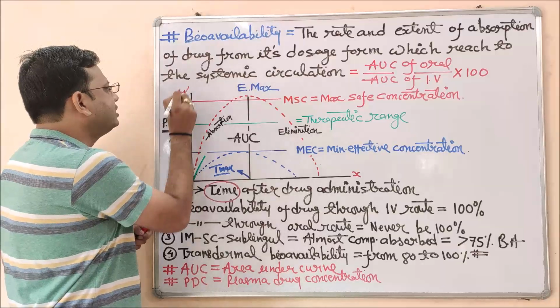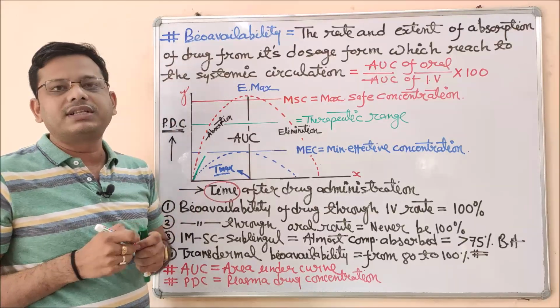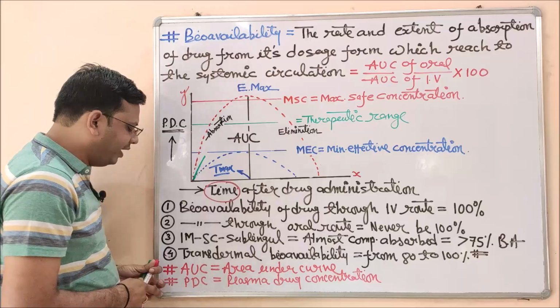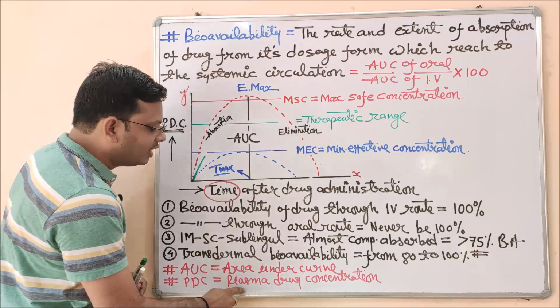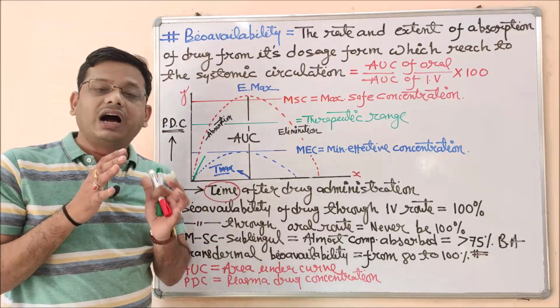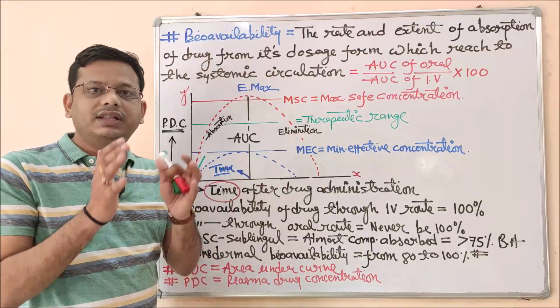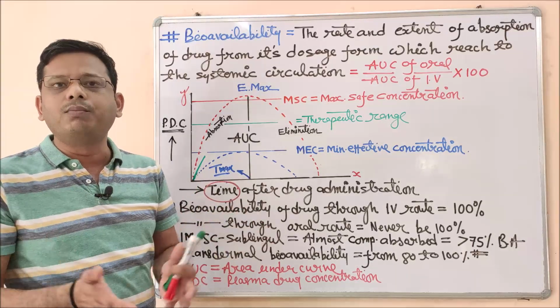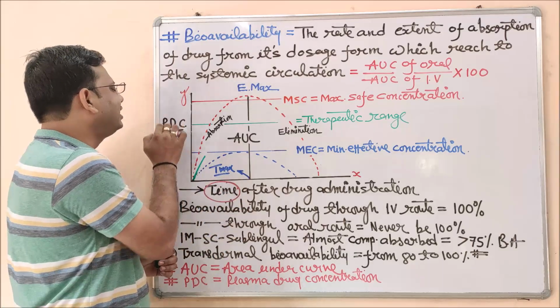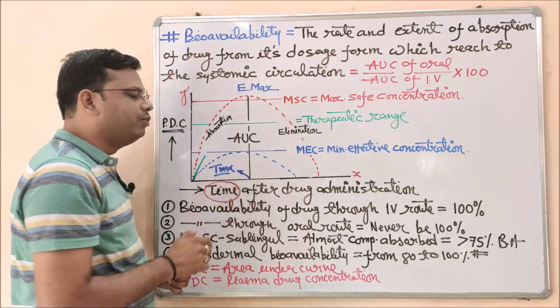On the y-axis, what is the parameter? That is PDC. What is the meaning of PDC? Here I have abbreviated this, that is plasma drug concentration. So after reaching the blood, through the blood, that drug will move to the plasma, that is the liquid component of the blood. So what is the concentration of the drug with respect to the time at which you have taken it?